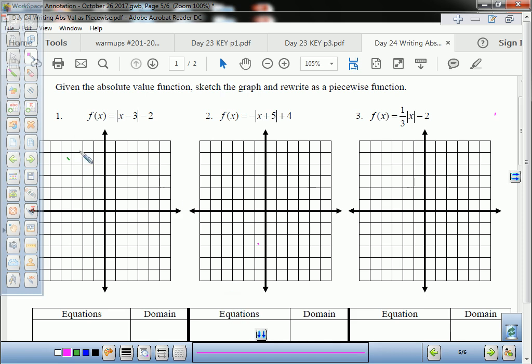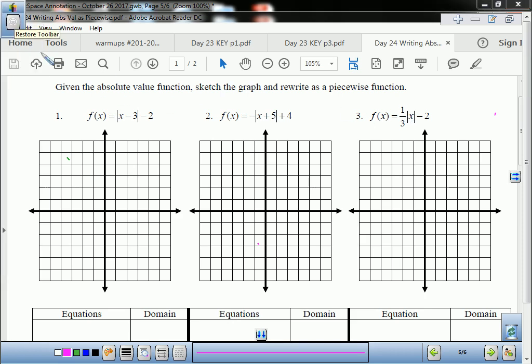Okay, so what I would like you to do is graph 1, 2, and 3. Please graph 1, 2, and 3. And then we're going to talk about them. These are absolute value functions, and we've already studied them.